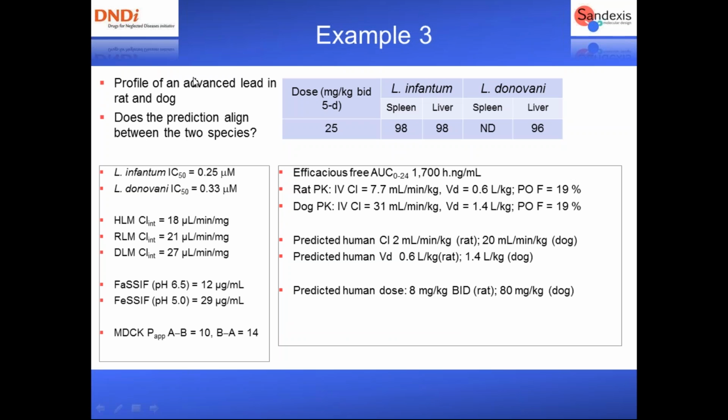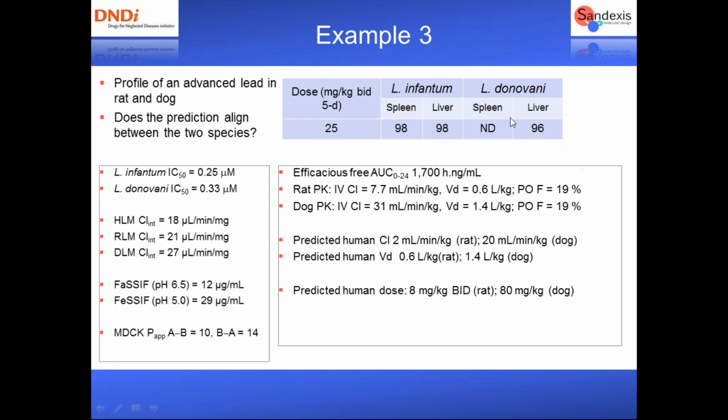So again, this is an advanced lead compound from an interesting series where we've generated rat and dog PK data, and the key question here is, do those two predictions align? Are they different? How do we feel about that data? In vitro, this compound looks well behaved, it's potent, it's got pretty good stability across the board, very similar in human, rat and dog liver microsomes. Okay solubility, no significant efflux, so we're confident that the compound should behave reasonably well in vivo.